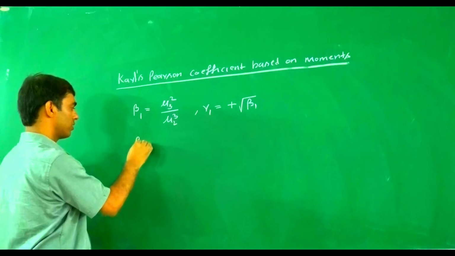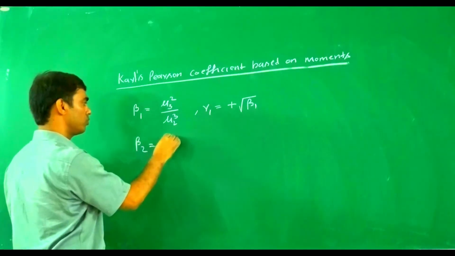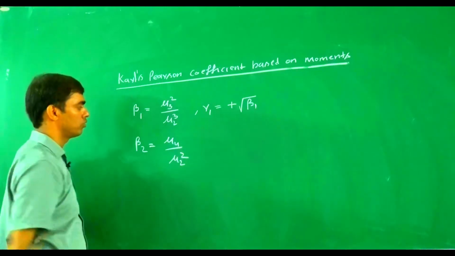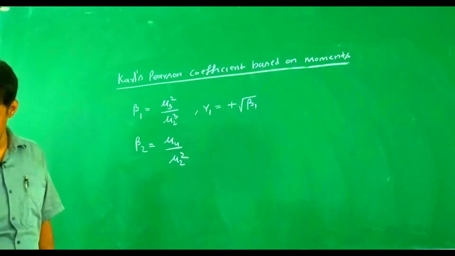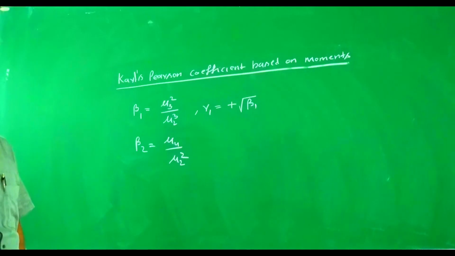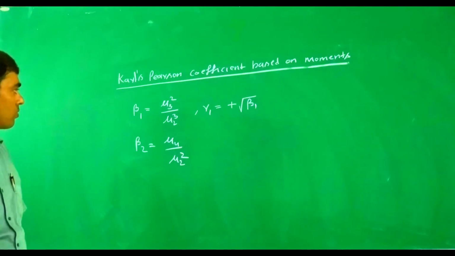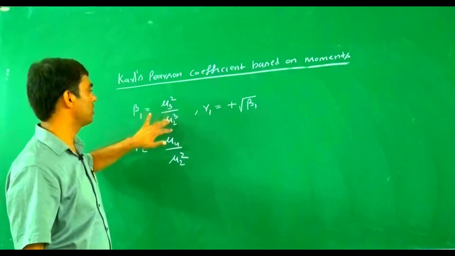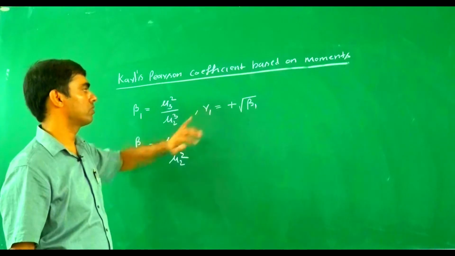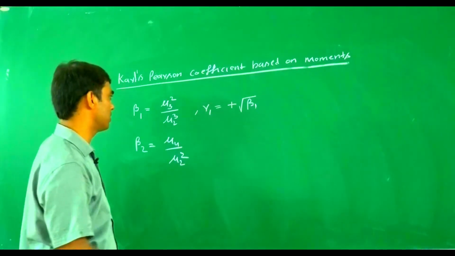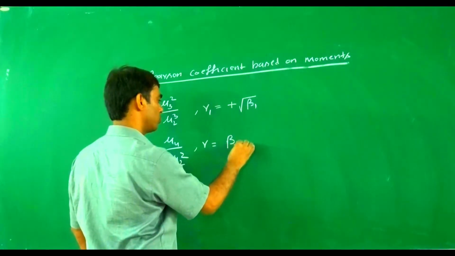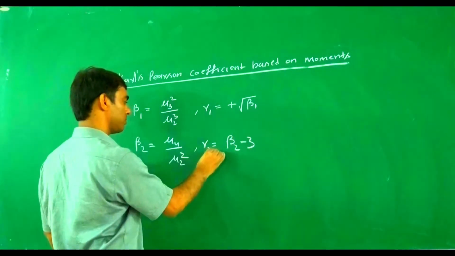Similarly, he defined beta 2 equal to mu 4 upon mu 2 square. Let us verify whether this is correct or not. This is mu 4 upon mu 2 square, okay, so this is the correct one. So beta 1 equal to mu 3 square upon mu 2 cube, gamma 1 equal to plus under root beta 1, and gamma 2 equal to beta 2 minus 3.